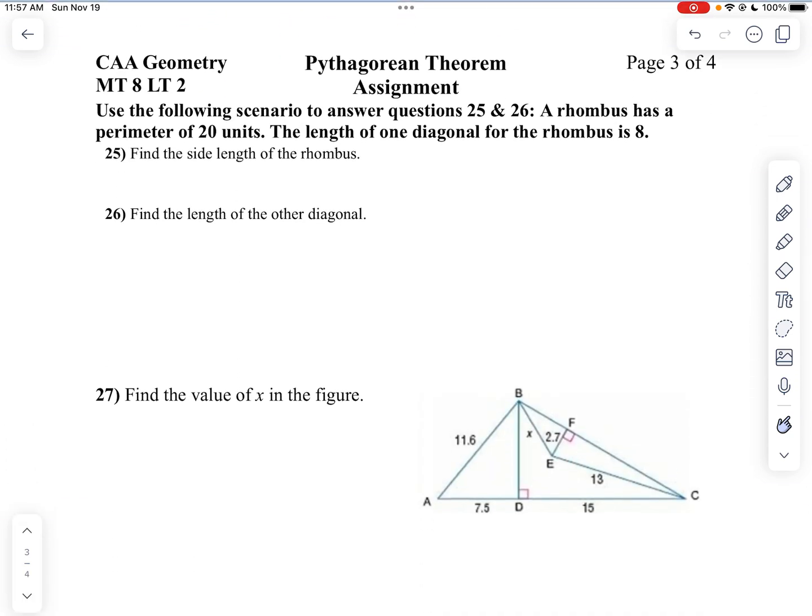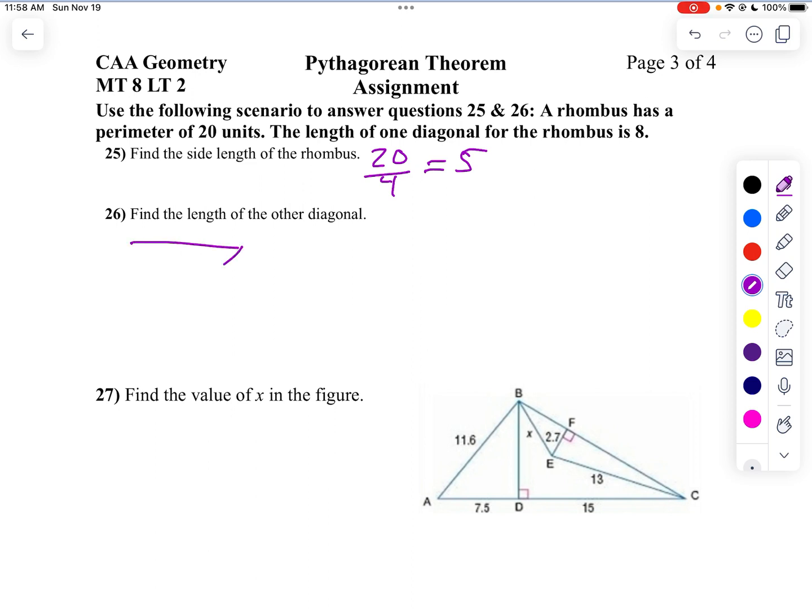Okay, question 25. I've got this rhombus, and I want to find the side length. And I know the perimeter is 20, so that turns out pretty basic. I take 20 divided by 4, and each side is 5. Then I want to find the length of the other diagonal. Let's draw this in. So I've got this rhombus. I didn't draw it very well, but I know each side is 5.